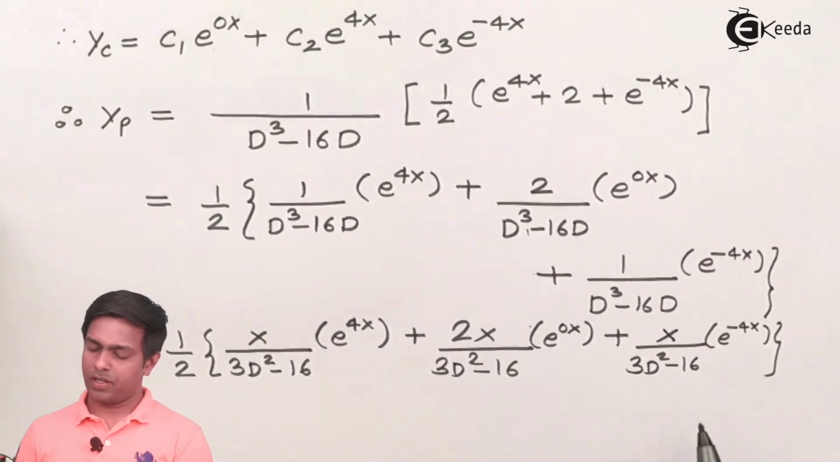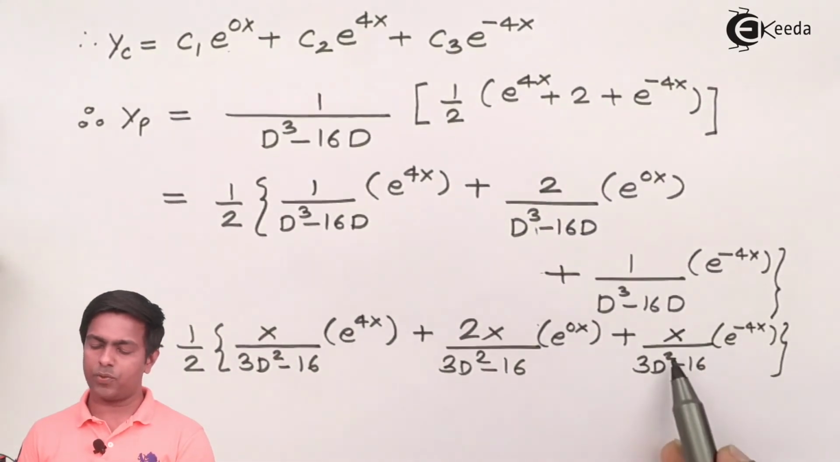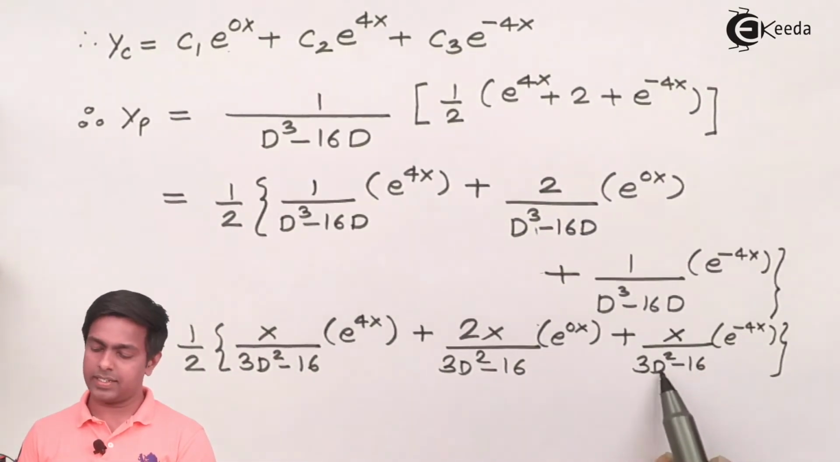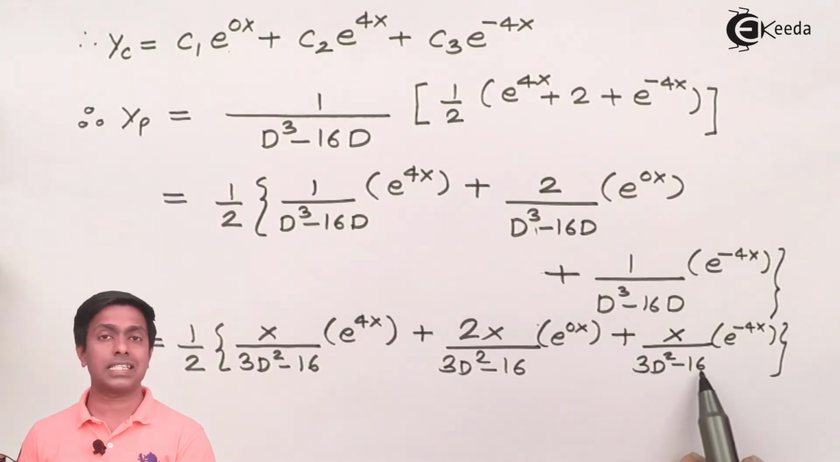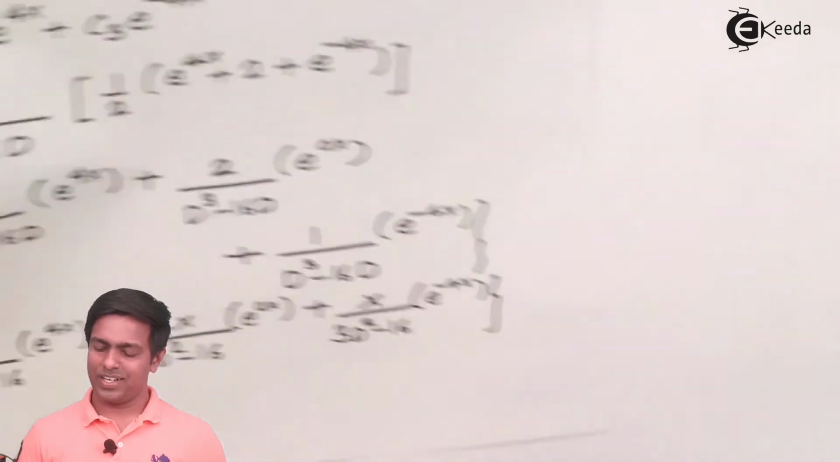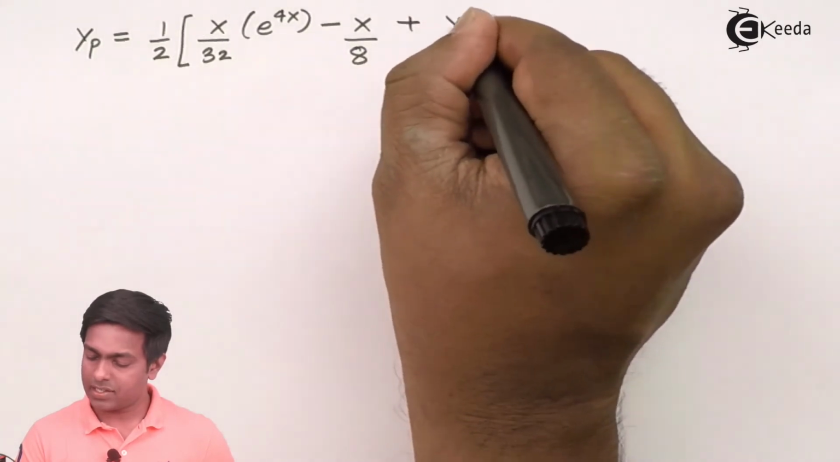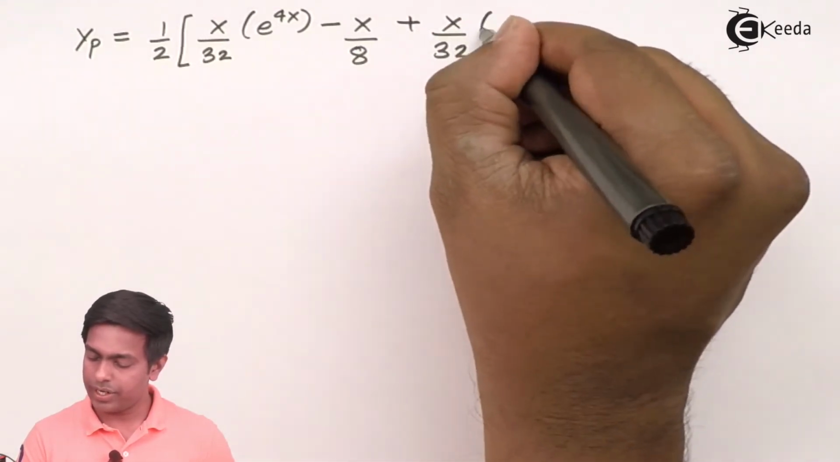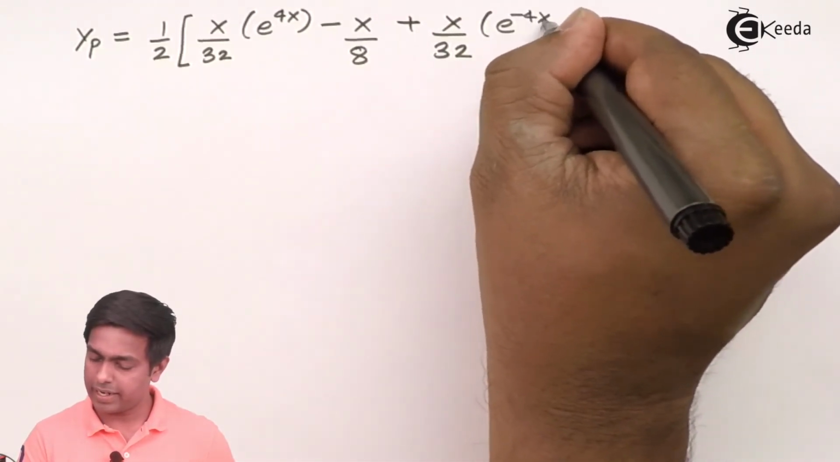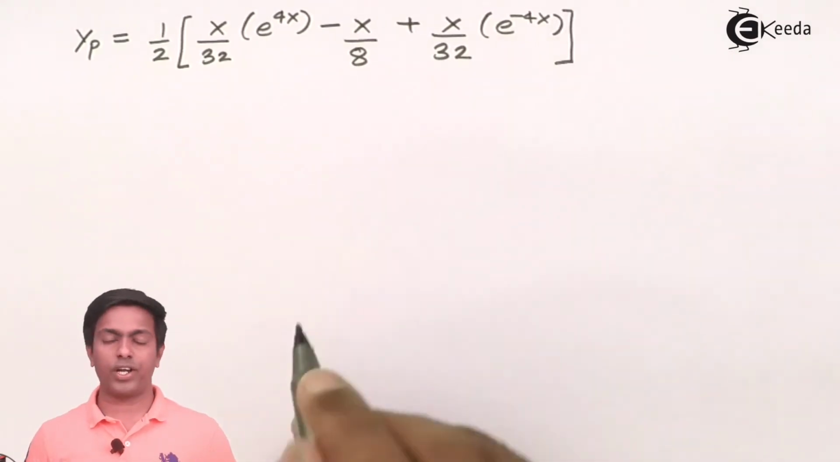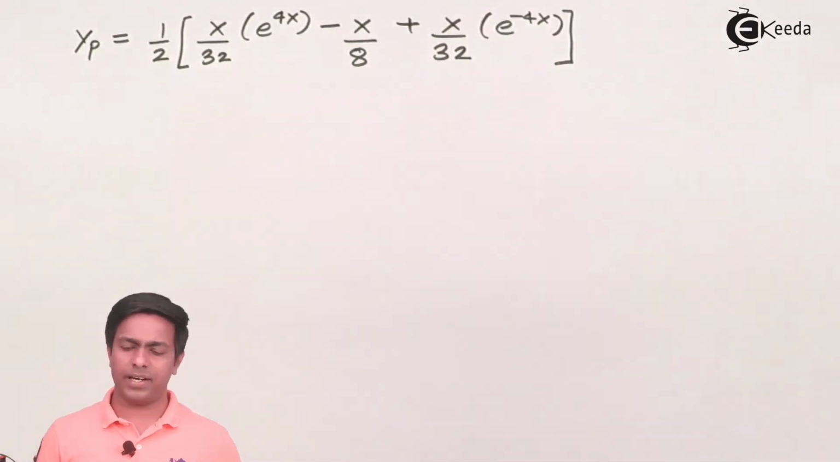Next here, if I put minus 4 here, minus 4 square is 16. 16 3s are 48, minus 16, that is 32. So this is plus x upon 32 into e to the power negative 4x. So guys, here we got the value of yp. So we can simplify it further.